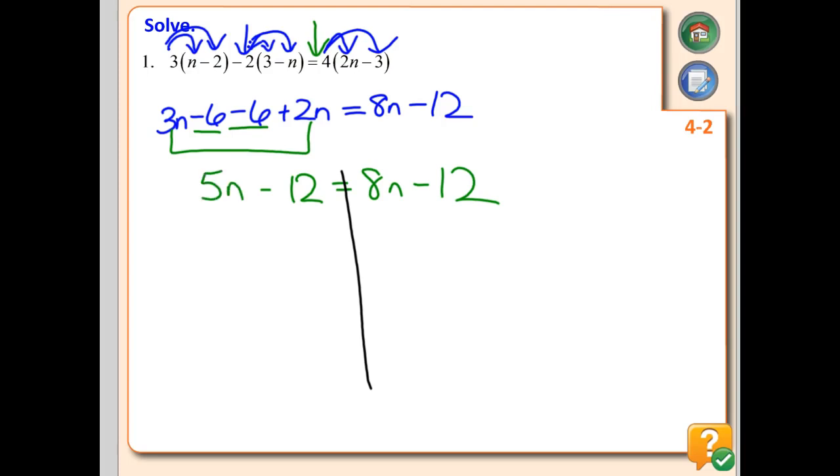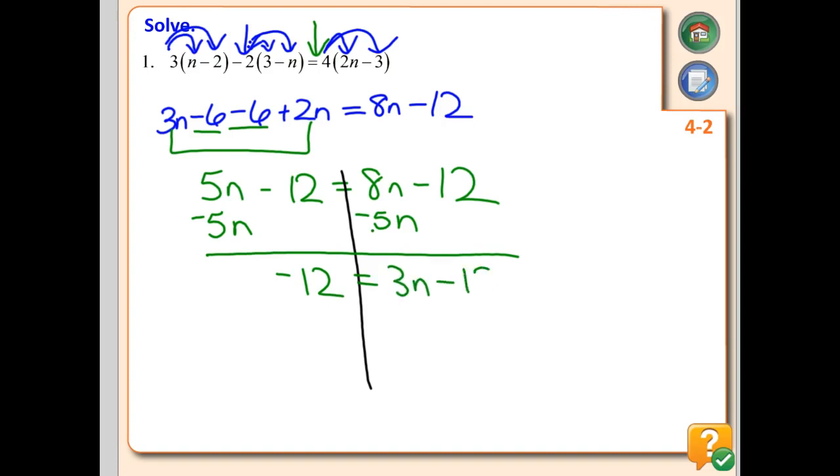Now, I want to keep my n's positive, so I'm going to subtract 5n over here. The bigger n is on the right side, so I'm going to go that way. So now I've got negative 12. Now, 8n and negative 5n, different signs, so that's going to be 3n minus 12. Oh, that's right. My floater this time is 12, so we're going to add 12 to both sides. Oh, what happens to my 12s over here? Remember, those are additive inverses. They're going to cancel each other out, and we're going to get 0 equals 3n.